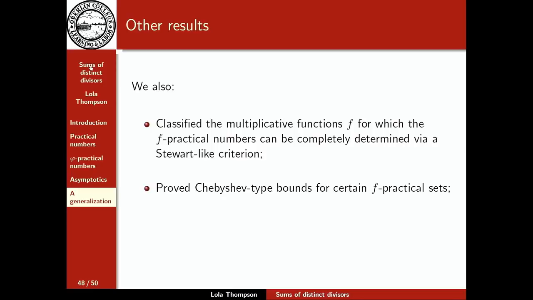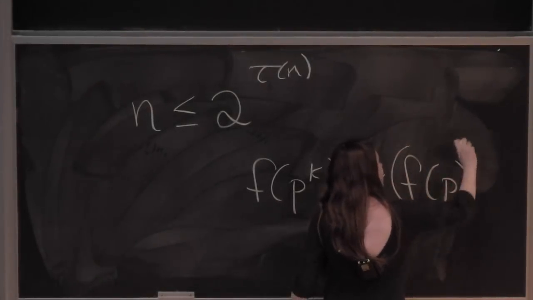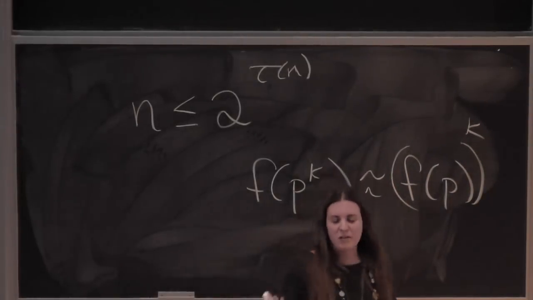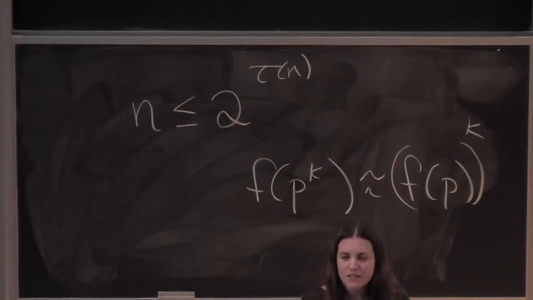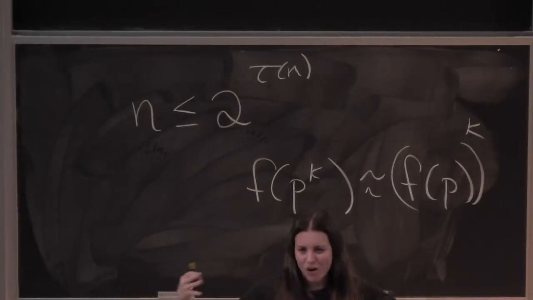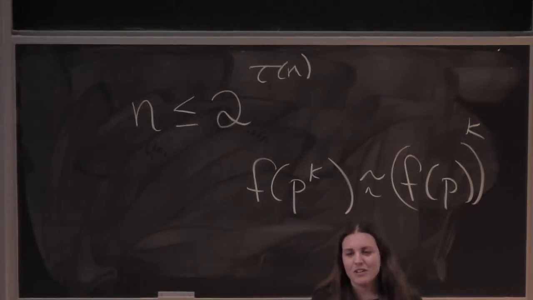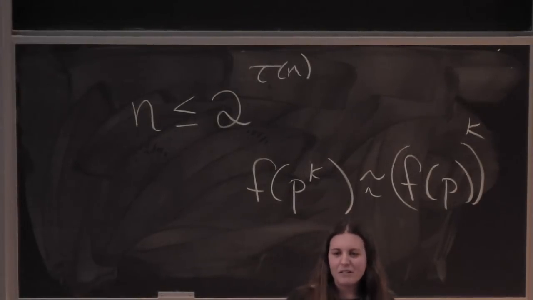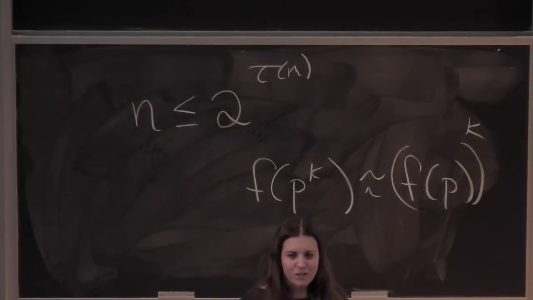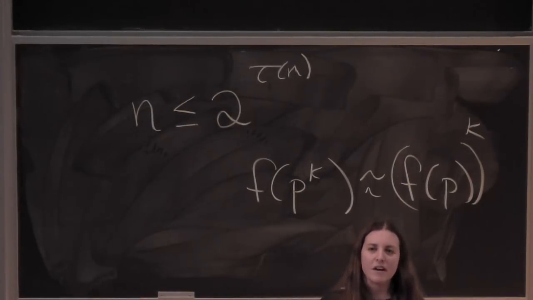We can also prove Chebyshev-type bounds for certain f practical sets. So when we have that, say, f of p to the k is approximately p to the k, these are the multiplicative functions that are kind of interesting to study in terms of the densities. These are the ones where it's not going to be that you have some finite number of f practical numbers or all of the natural numbers. These are the ones where you get something between those two extremes. In particular, some of the ones that we found interesting to study were the Carmichael lambda function, the Euler totient function, the unitary totient function, different things like that where you do have that kind of condition on the arithmetic function f.